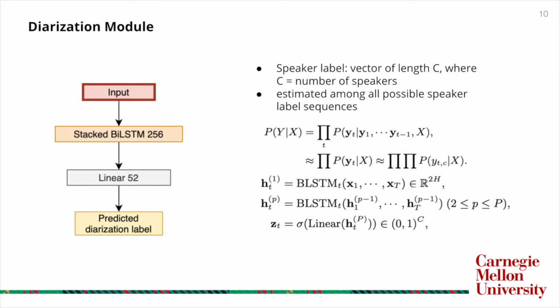The diarization module is to identify who is the speaker. This is supervised learning, and the speaker label is a vector with the length of the number of speakers. In our case, the number of speakers is 52. The most probable speaker label sequence is estimated among all possible speaker label sequences. The conditional probability of y given x can be factorized using the conditional independence assumption. The frame-wise posterior is modeled with BLSTM, followed by a fully connected linear layer. Here we used a two-layer BLSTM. Cross-entropy loss is used to calculate the loss.